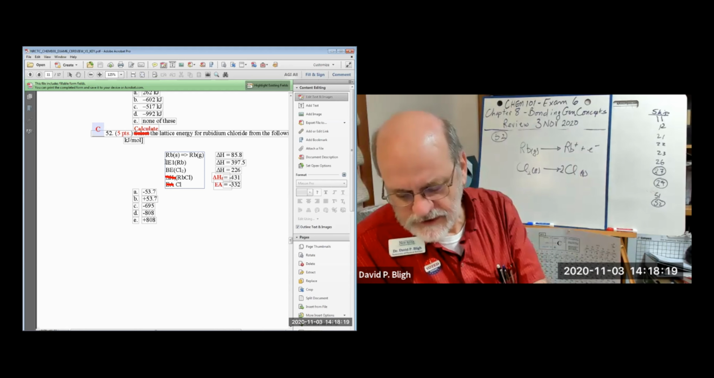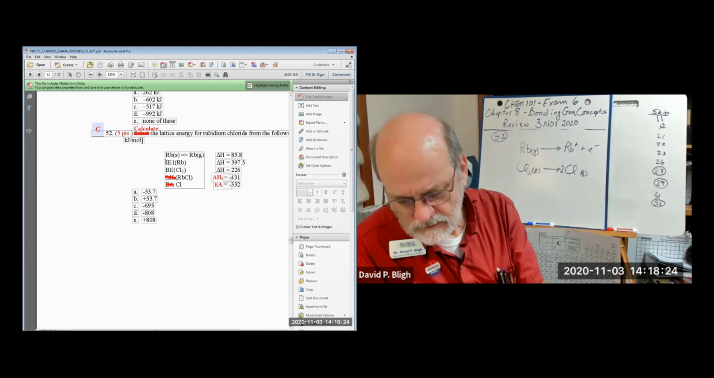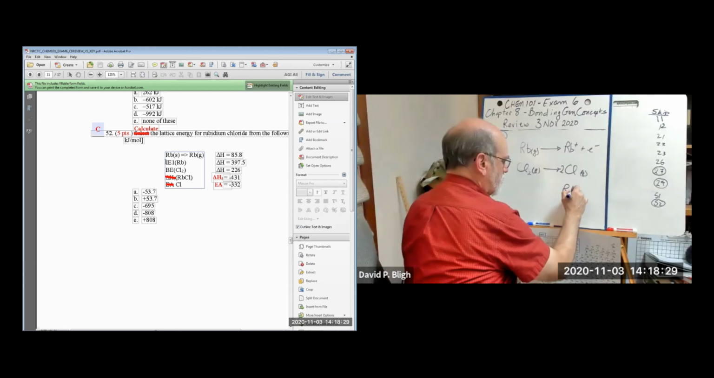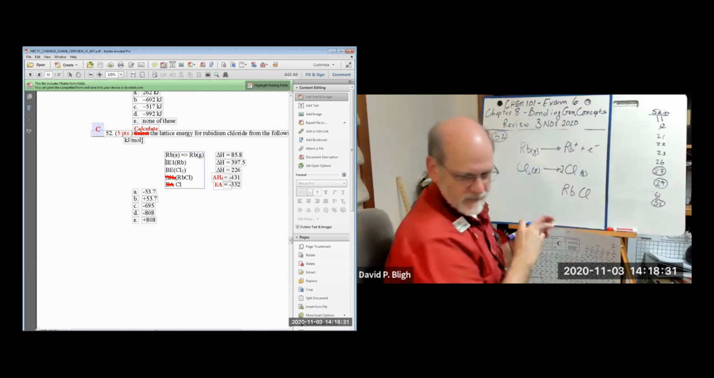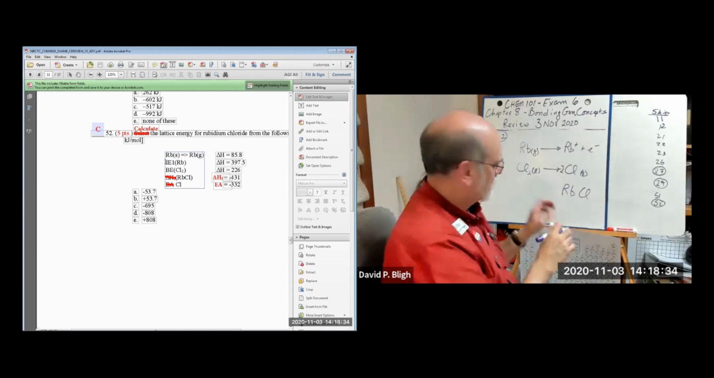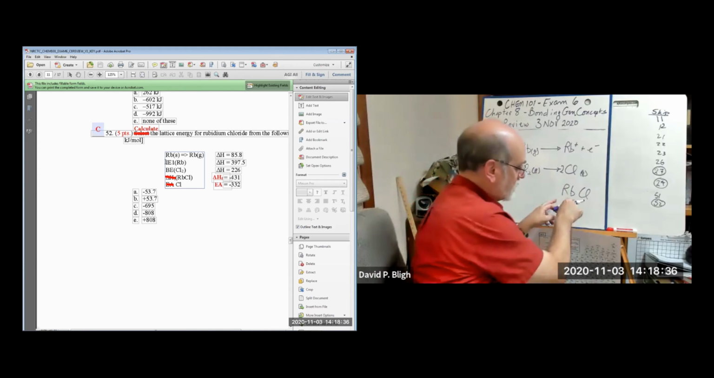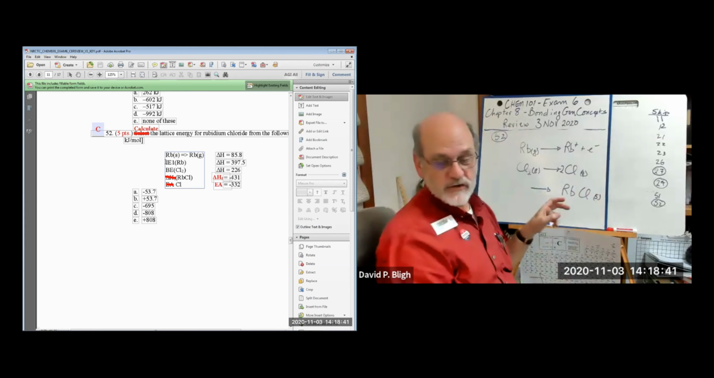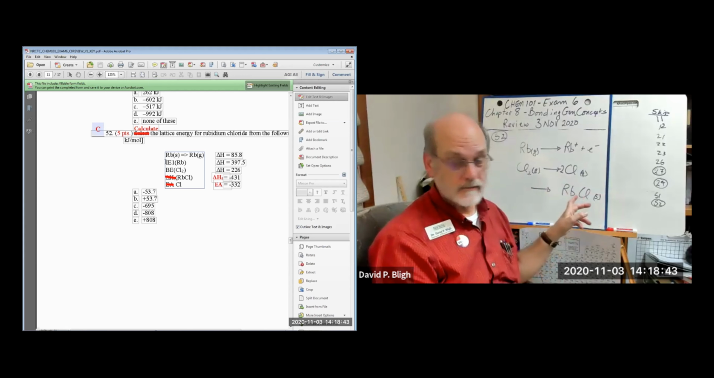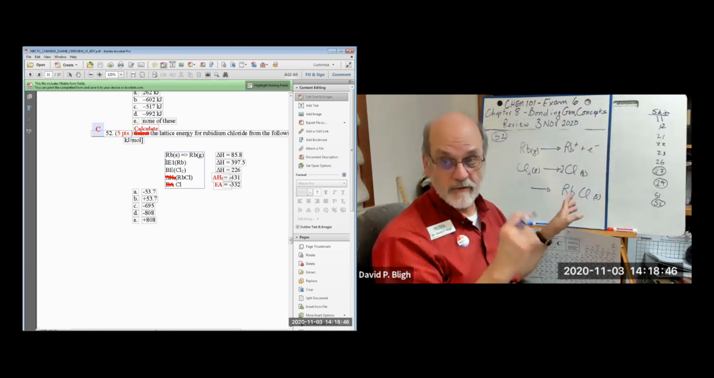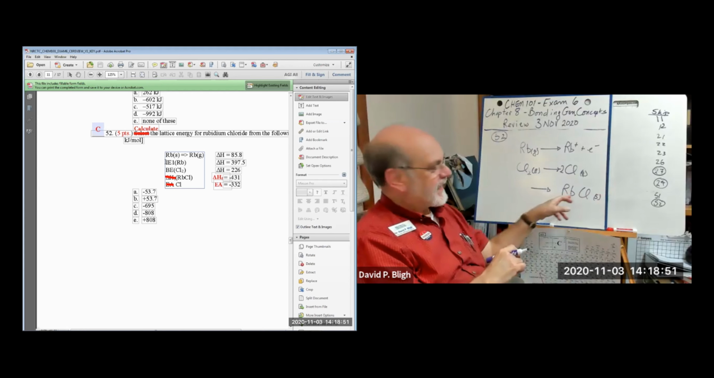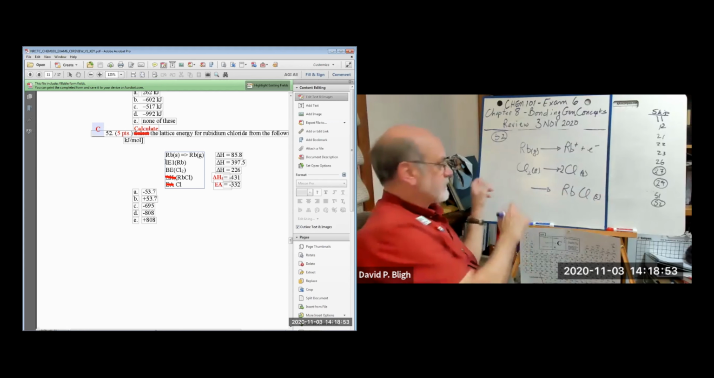So that's 226 kilojoules. The enthalpy of formation for rubidium chloride. Right? And this is in its standard state. Remember this definition. In its standard state, that's a solid. That's where you start with enthalpy of formation. And what do you start with? Well, you start with the elements in their standard states.